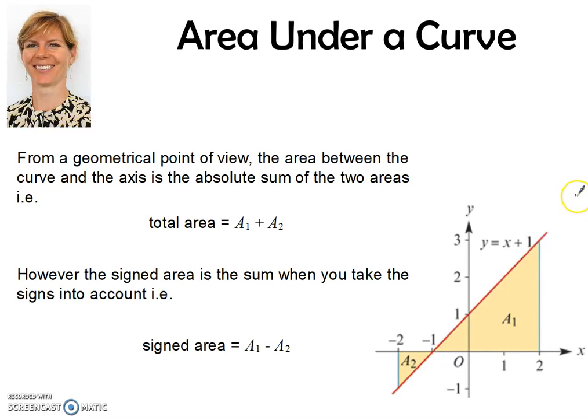From a geometrical point of view, the area between the curve and the axis is the absolute sum of the two areas. So in this case, if we were saying, we want to know what's the area between the curve and the x-axis from -2 to 2, you work out this little triangle and add it to this triangle. So you'd end up with A1 plus A2. However, if you're considering the signed area, then it will be the sum when you take the signs into account. So it'll be A1 plus A2, but A2 is negative. So we do A1, this triangle, subtract A2, and that would give you the signed area.